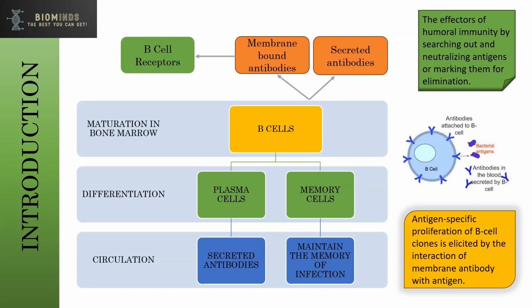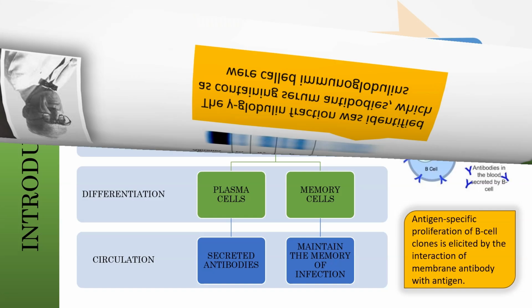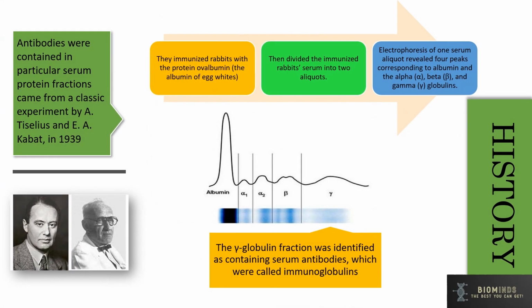So next topic comes: how were these antibodies discovered, or how did scientists get to know that they are present in the serum of the patient? Two scientists did the experiment, Tiselius and Kabat. In 1939, they did a very classic experiment for identifying which fraction of the serum contains the antibodies, or they discovered that there is something in the serum of the patient which can fight the disease.